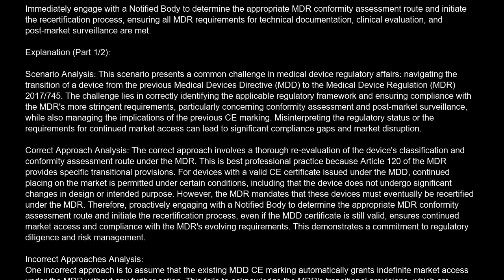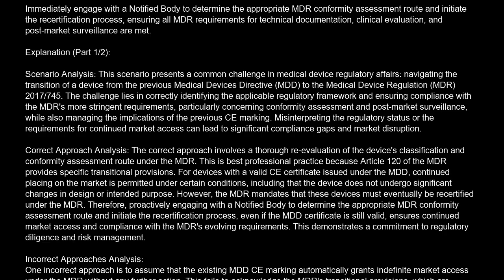Explanation. Scenario analysis. This scenario presents a common challenge in medical device regulatory affairs, navigating the transition of a device from the previous Medical Devices Directive, MDD, to the Medical Device Regulation, MDR, 2017/745. The challenge lies in correctly identifying the applicable regulatory framework and ensuring compliance with the MDR's more stringent requirements, particularly concerning conformity assessment and post-market surveillance, while also managing the implications of the previous CE marking. Misinterpreting the regulatory status or the requirements for continued market access can lead to significant compliance gaps and market disruption.